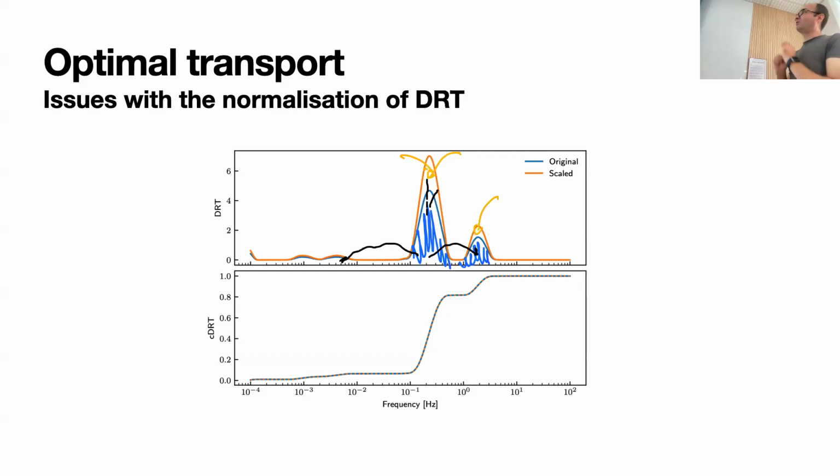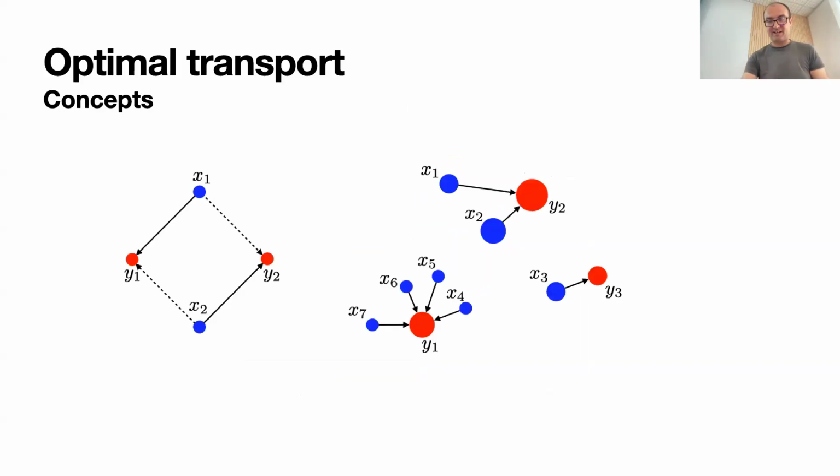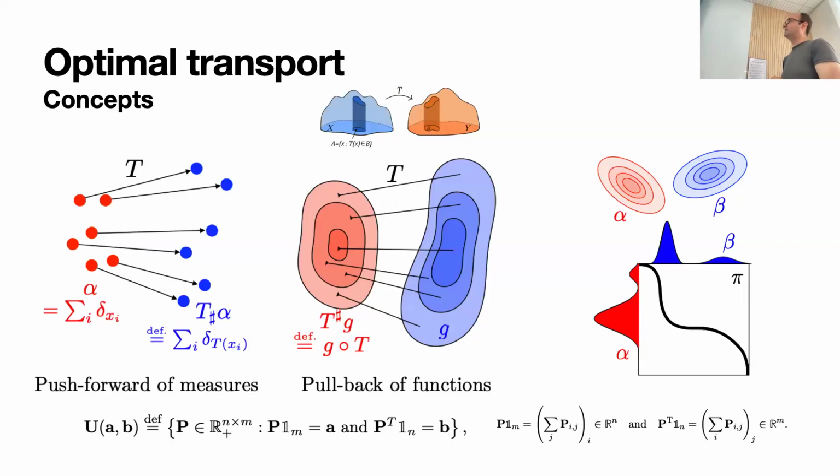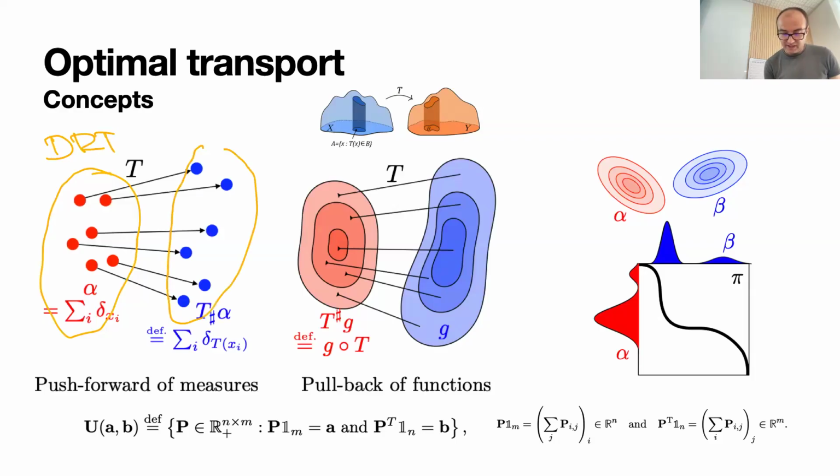And this is where the concept of optimal transport comes into effect. So let's see it. This is the concept that we would like to use. We have our reference DRT, and we would like to make it into our target DRT. These are time points. So if I do it like this, this is my DRT. These points here are actually this.